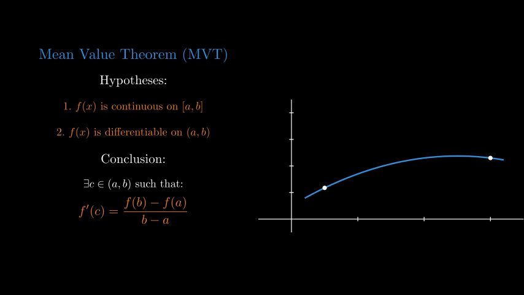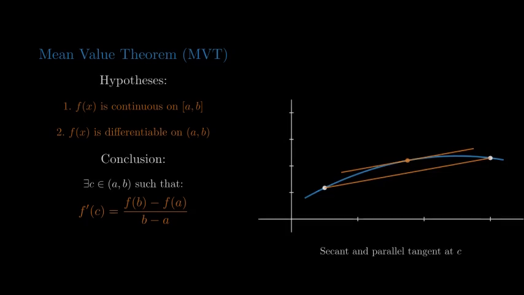In mathematical terms, the derivative f prime of c is equal to the fraction where the numerator is f of b minus f of a, and the denominator is b minus a. Geometrically, this means that the slope of the tangent line at some point c on the curve is parallel to the secant line connecting the two endpoints of the function on that interval.